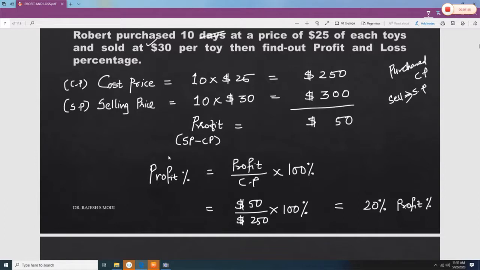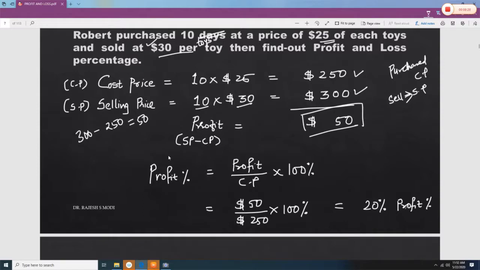So purchase means CP. Remember, purchase means CP and sale means SP. So he purchased 10 toys, each toy costing $25. So how much money is he going to spend? 250. And he is selling at $30 per toy. So he purchased 10 toys, so in total he is getting $300. So the difference between SP minus CP is $50. Now because SP is 300 and CP is 250, this $50 is the profit.